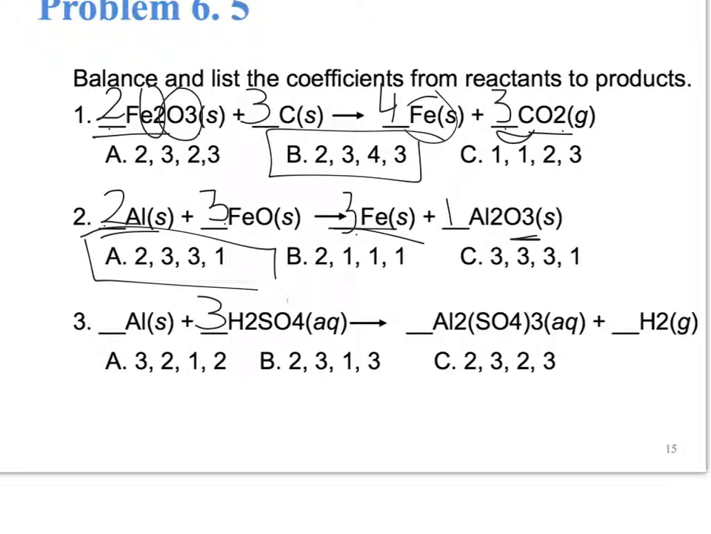Now we have 2 aluminums here, so we write 2 here. And the last part is the hydrogens. We have 3 times 2, 6, so we put a 3 here to balance. So the answer is 2, 3, 1, 3. The answer is B.